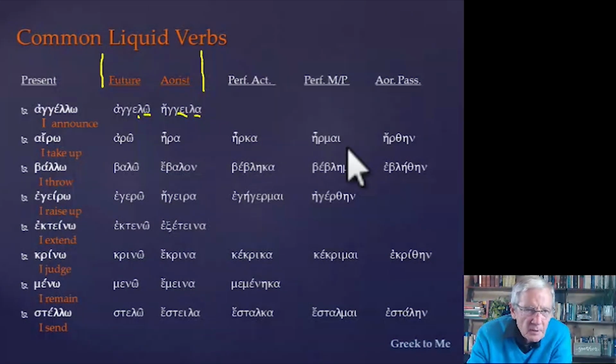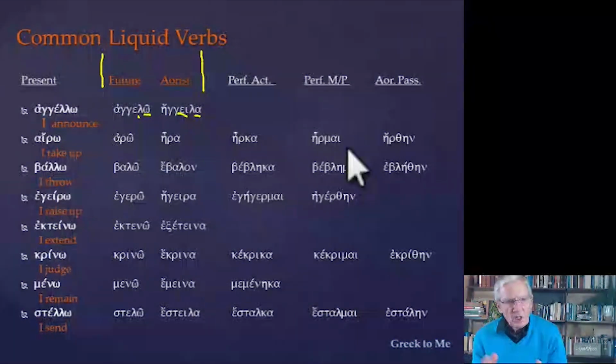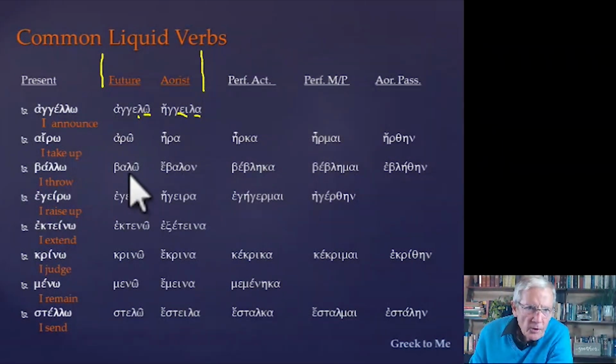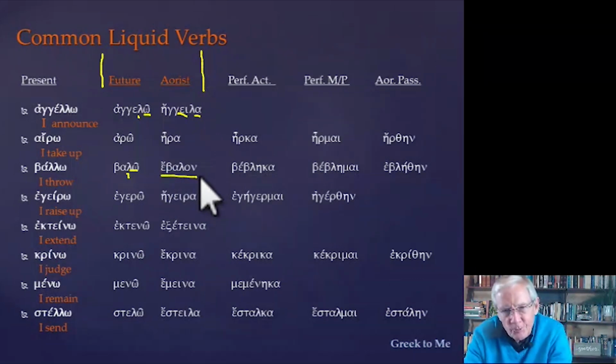Iro, I take up. Look and see what happens in the future. Slight internal change, and there's a circumflex. Ro, I shall take up. And then the first aorist, era. I took up or took away. Balo becomes balo in the future. Notice that we drop one of the lambdas, and there is the omega with the circumflex accent. And we already had this word in chapter 8 with the second aorist, ebalon. That was kind of our paradigm verb for the second aorist.